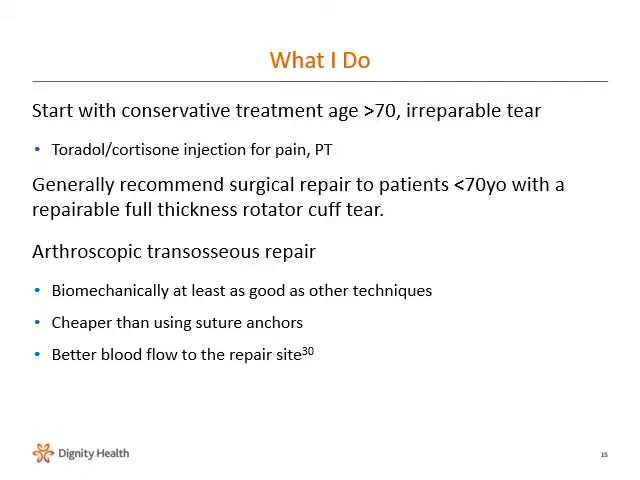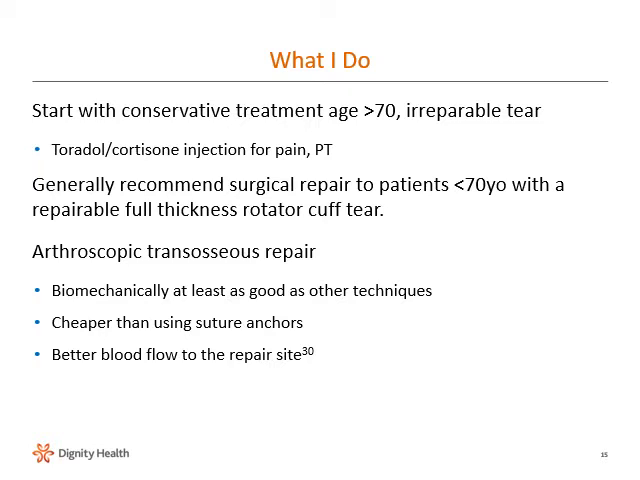So what do I do? Generally, in patients over 70, and again, that age is a rough cutoff, especially if they have a very large tear, I will start with conservative treatment and exhaust conservative treatment, which means maybe doing an occasional cortisone injection and physical therapy.